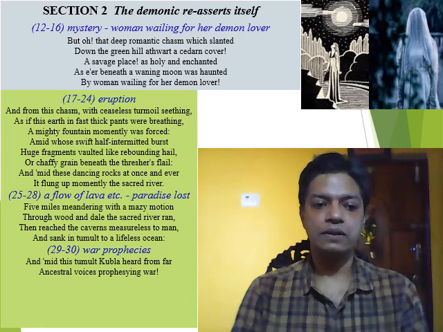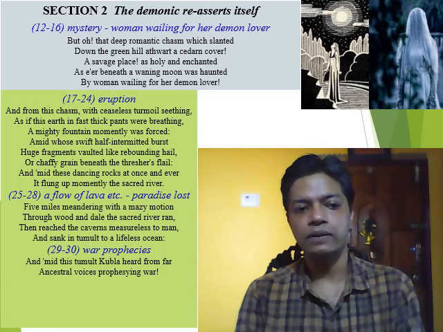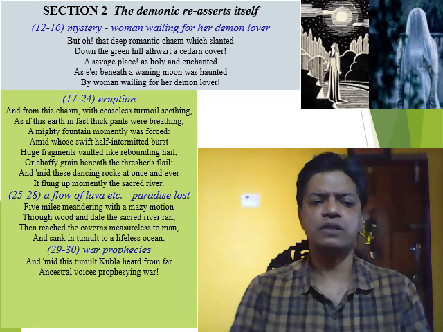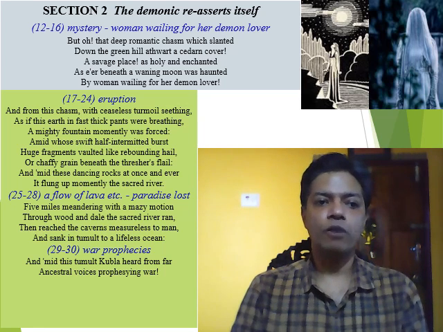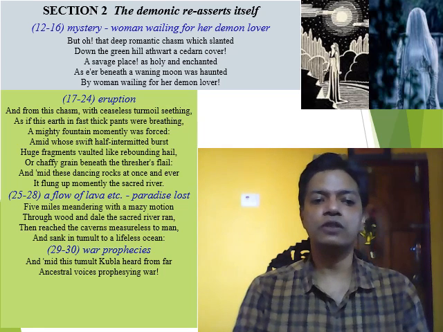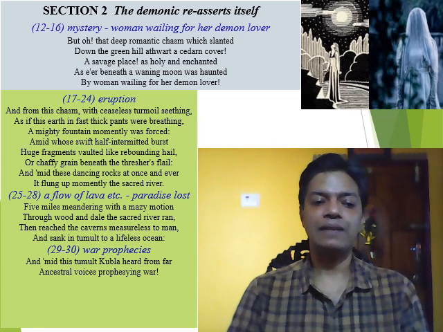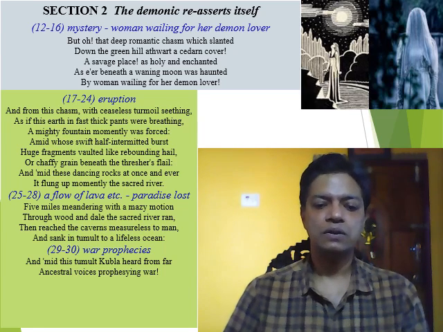Suddenly there is the prophecy of war coming in line number 29 and line number 30. And amid this tumult, Kubla heard from afar ancestral voices prophesying war. The sound of war comes from the caverns measureless to man, and the tumultuous lifeless ocean. The river that sinks into it produces the sound of war, war, war.